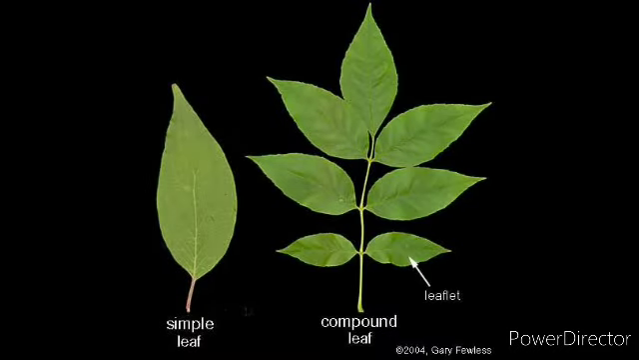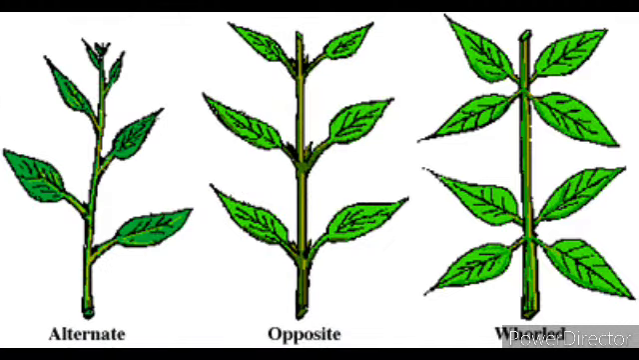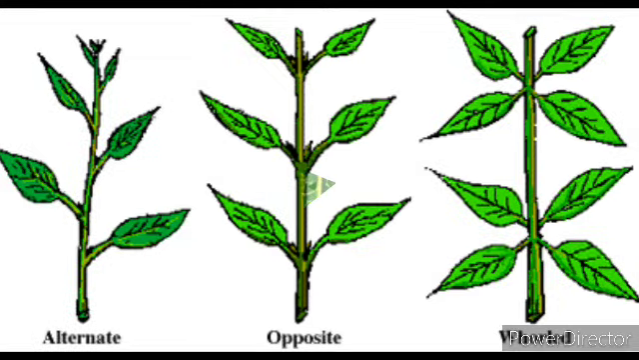Types of leaves. Leaves can be of two types: simple leaves and compound leaves. Arrangement of leaves. There are three arrangements. Alternate, where only one leaf arises from each node. Second, opposite, where two leaves arise on each node opposite to each other. And the third one, whorled, that is, more than two leaves are attached at each node.